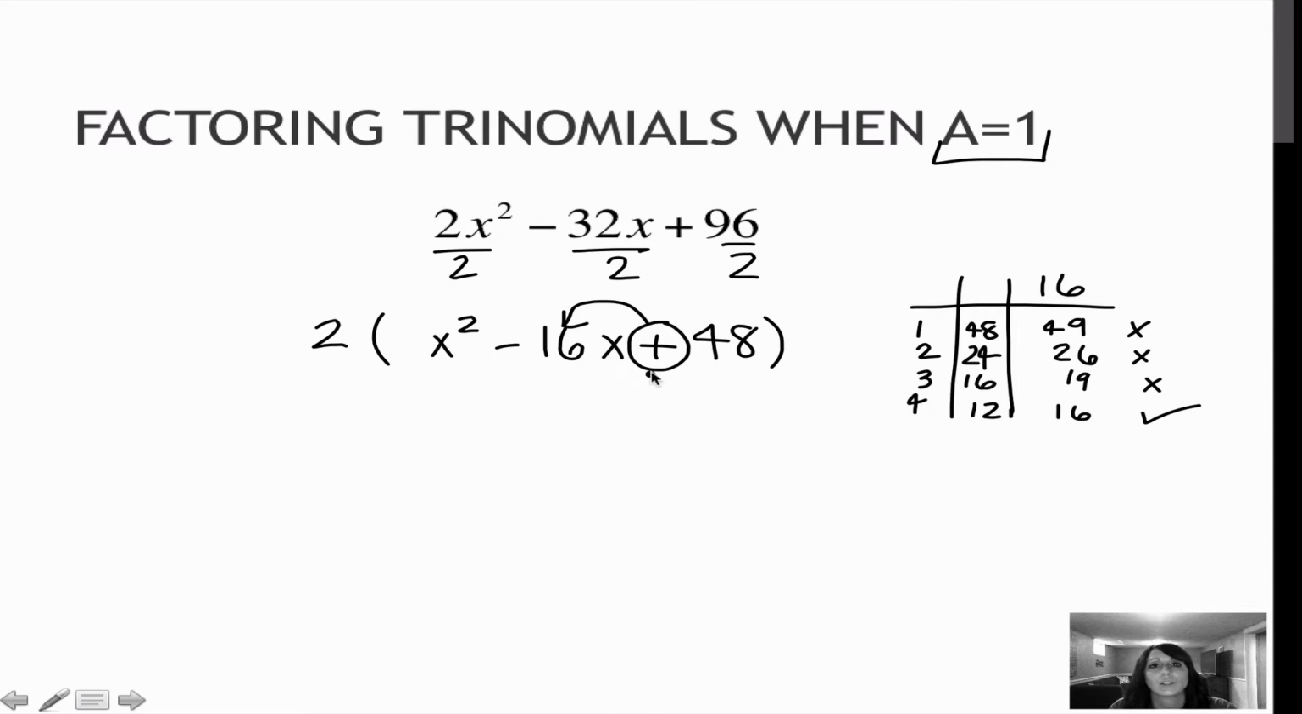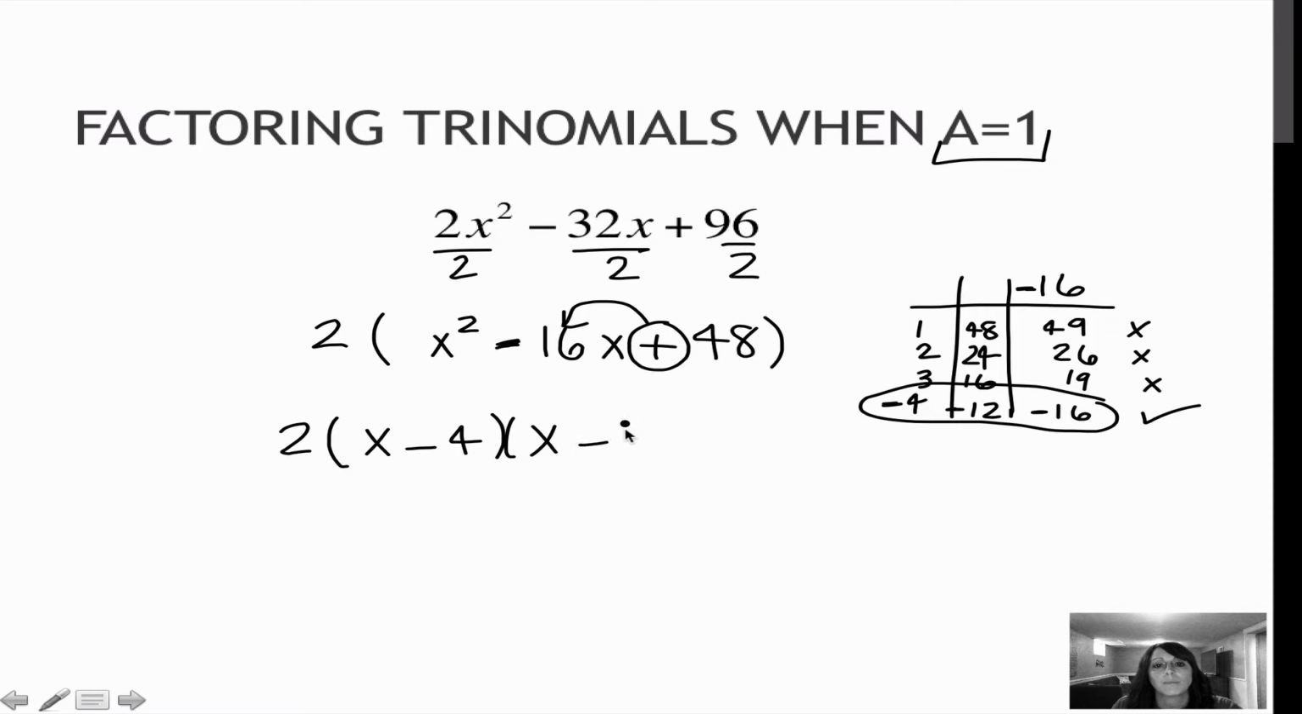So now I need to look at the signs. I need them to actually add to a negative 16. And if they add to a negative 16, that means it would be negative 4 and negative 12. So again, keeping that GCF on the outside, I would have 2 times x minus 4 and x minus 12.